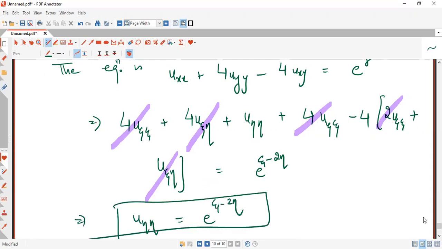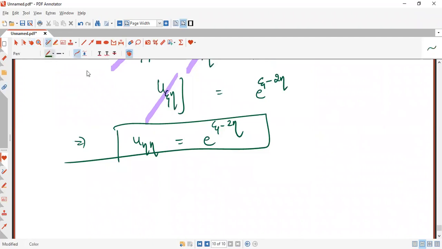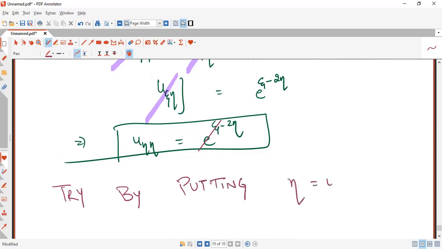That's it. Try it by putting eta as y. Try it out. Okay, you'll get u eta eta, but this e to power xi minus 2 eta will change. You can check. Alright, so you can see what you will get.